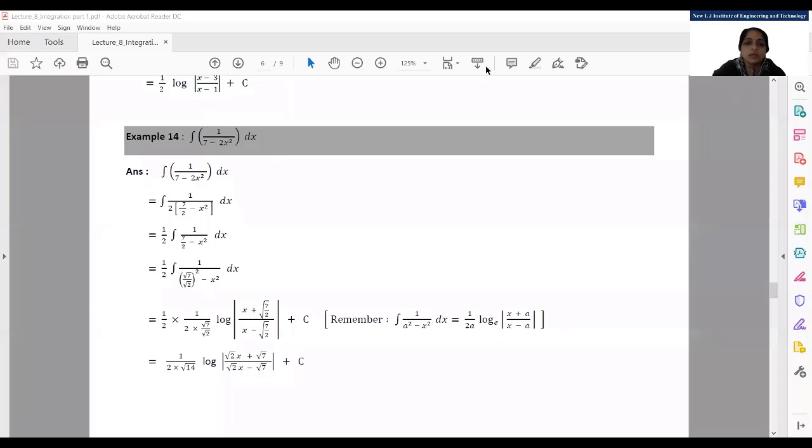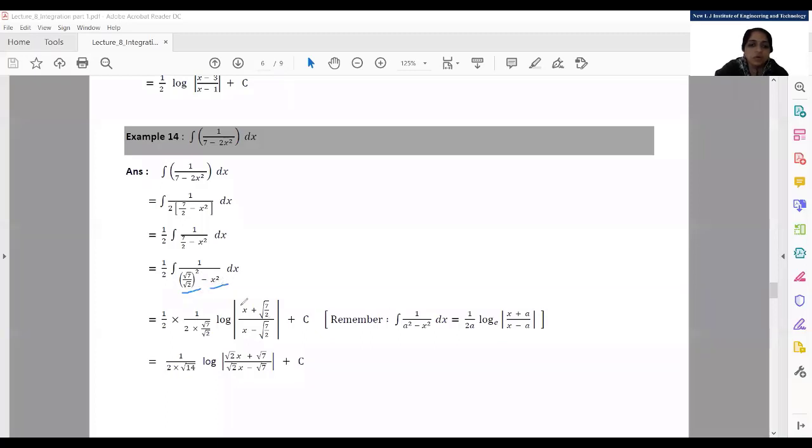The next one, integration of 1 upon 7 minus 2x square. Students, this x square may be in the first term, may be in the second term, but you must make sure your multiple of x square must be 1. So if I take 2 common, 1 half here, 7 by 2 minus x square. I keep this 1 half out of the integral. So 1 half integration of 1 upon 7 by 2 minus x square. And this 7 by 2, this is the square root of 7 by 2 whole square minus x square. So this is my a and this one is x variable.